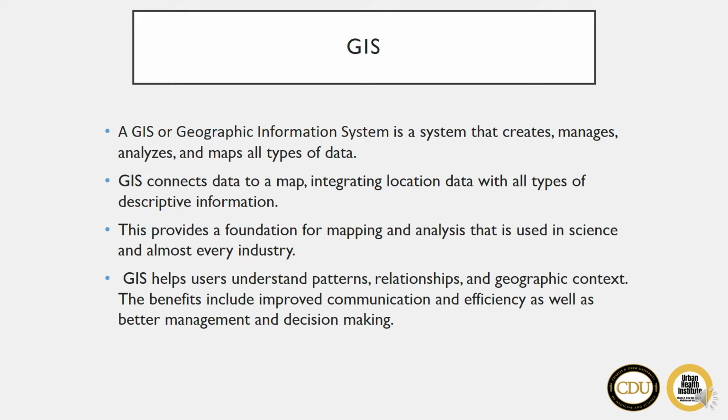First off, what is GIS? One definition by ESRI, the industry leader of GIS, states that a geographic information system is a system that creates, manages, analyzes, and maps all types of data. GIS connects data to a map, integrating location data with all types of descriptive information. This provides a foundation for mapping and analysis that is used in science and almost every industry.